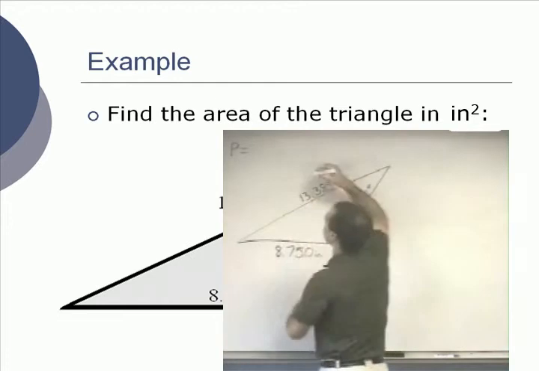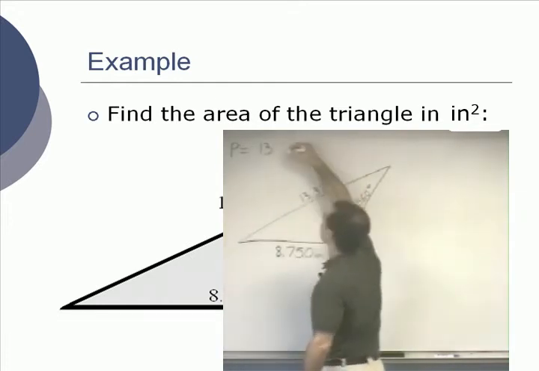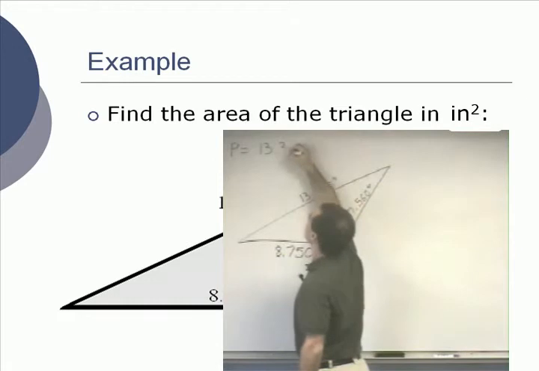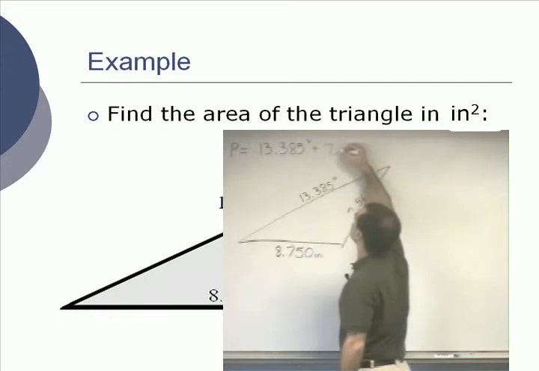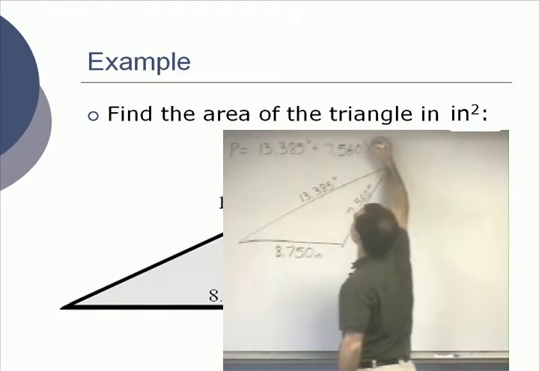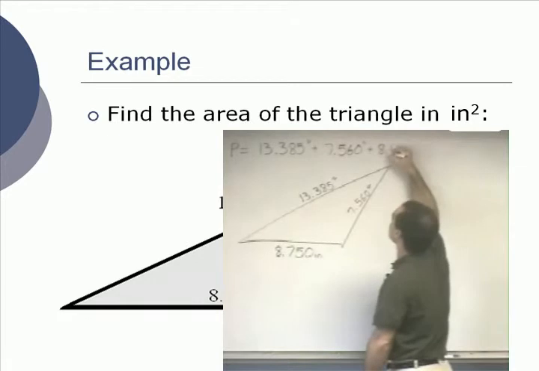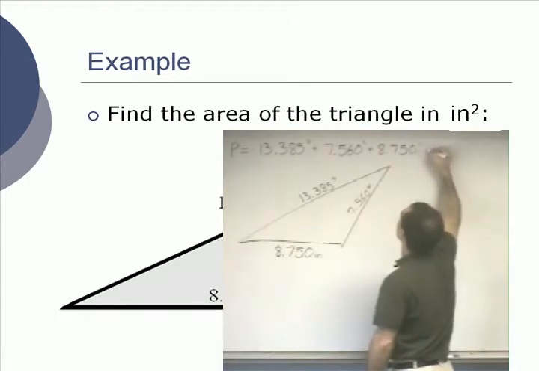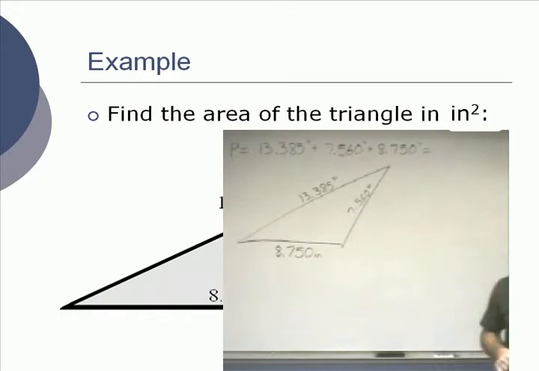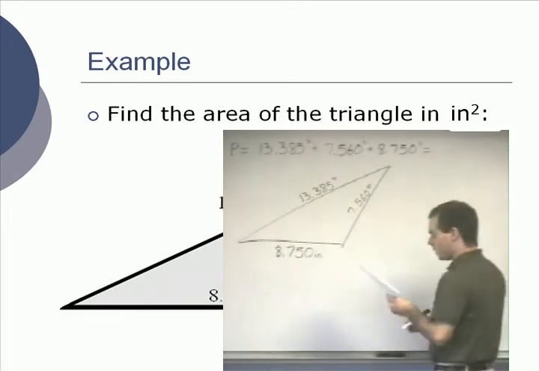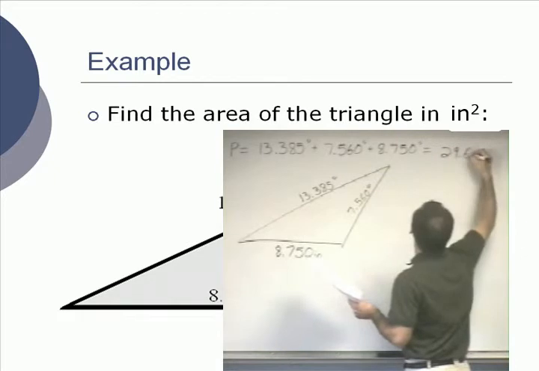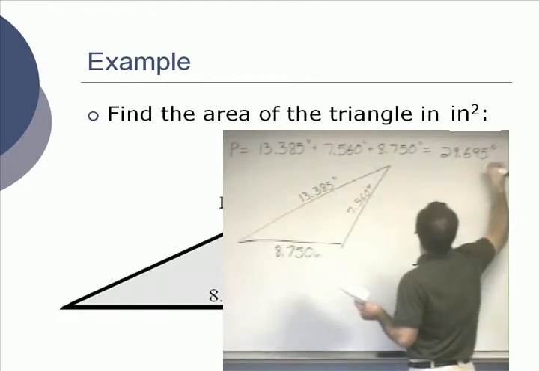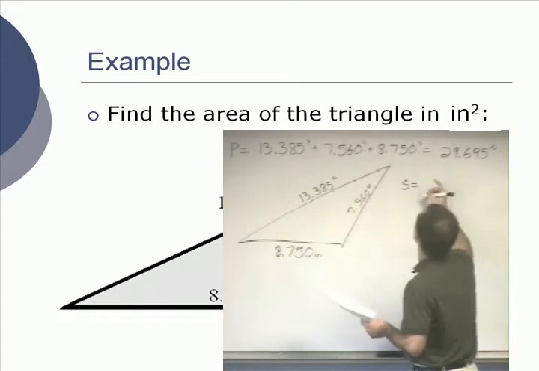Your perimeter is going to be equal to 13.385. That's the distance around a shape. Remember, perimeter is the total distance around the outer edge. 7.560, and 8.750. Add those up, we've got our perimeter. That works out to be about 29.695. Which means our value of S is half that.